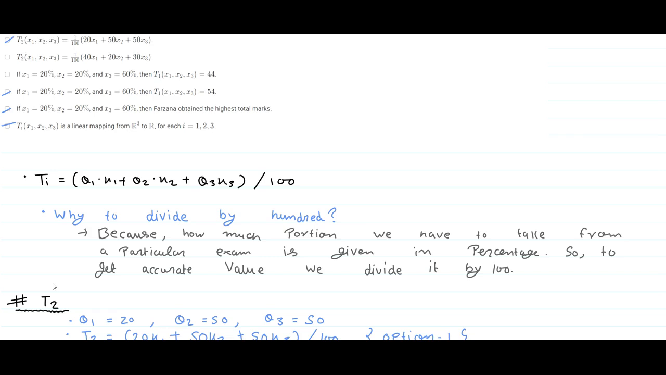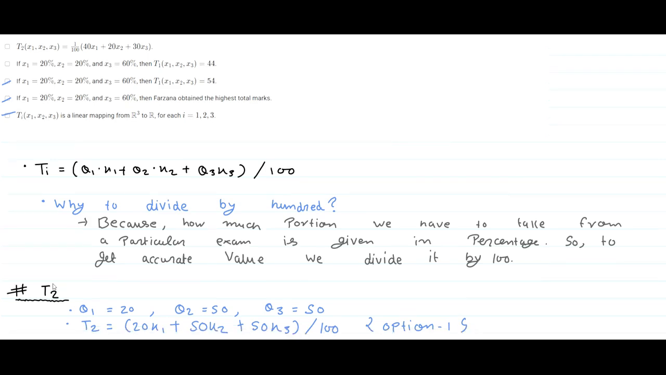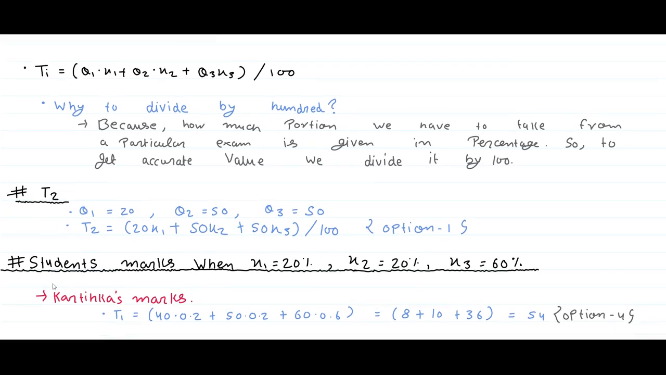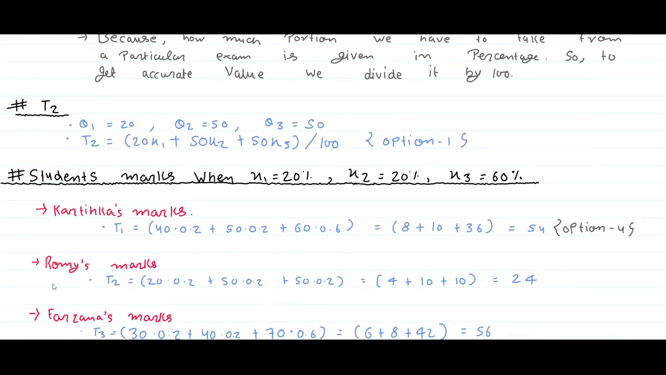Now if we look at the third, fourth and fifth options, they lie in the same case where we have fixed the input of each xi. And we have to check the marks for Kartika and whether Farzana got the highest marks among the three or not. Given x1 is 20%, x2 is 20% and x3 is 60%.